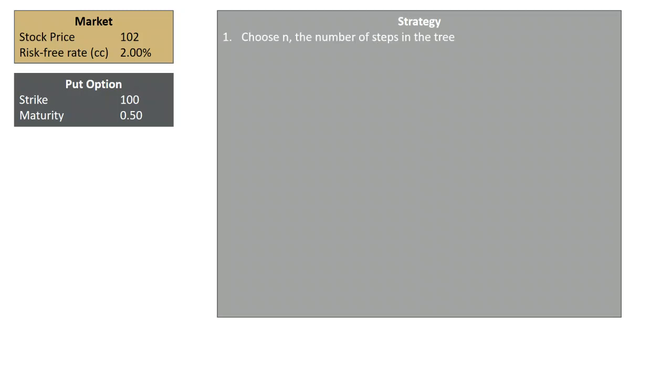First, we choose N, the number of steps in the tree. That's going to be 4 in our case. The time step is going to be delta T. That's the maturity of the option divided by N. We have to choose U and D. We have to find the probability, e to the r delta T minus D over U minus D. We have to build the tree.